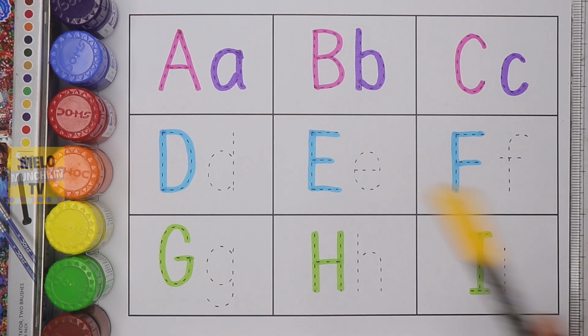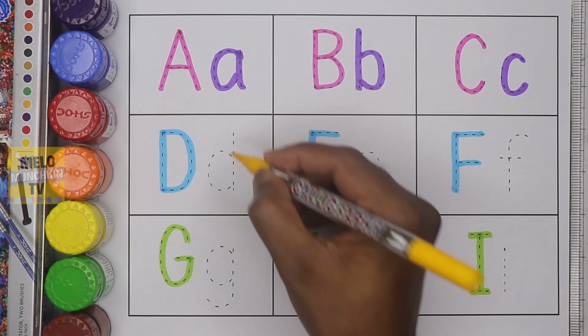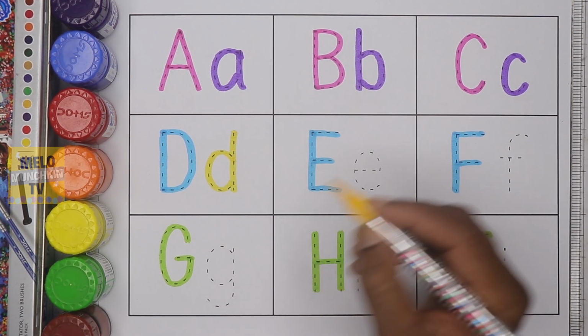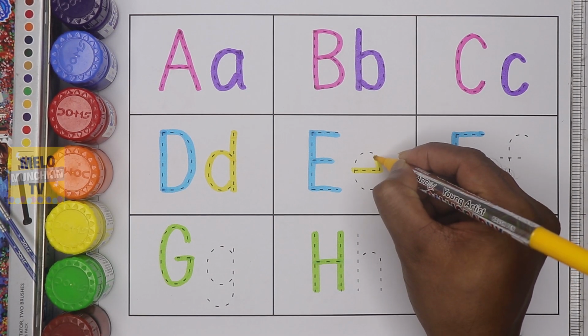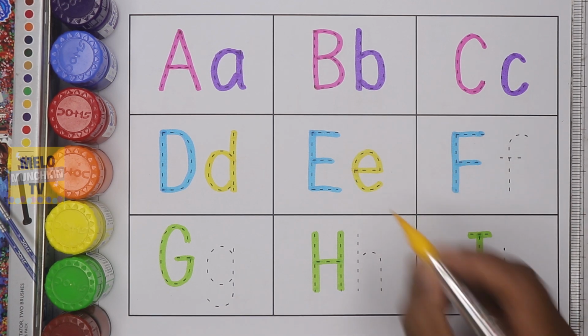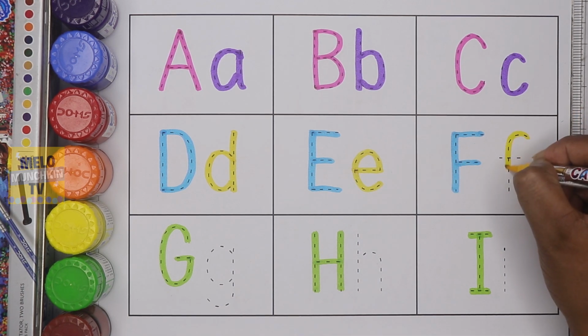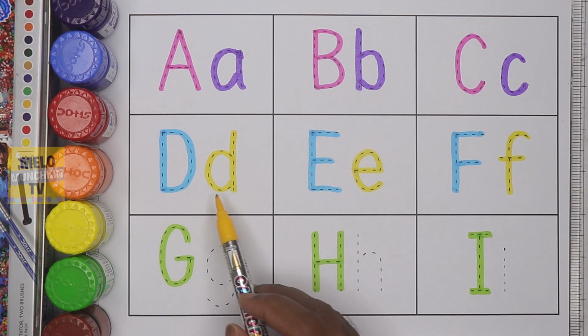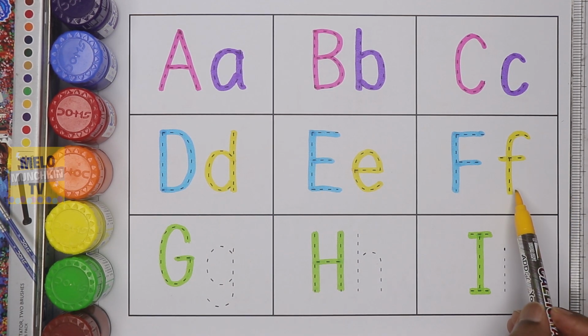Next I'll take yellow color. D for dog. E for elephant. F for fish. Small d, small e and small f.